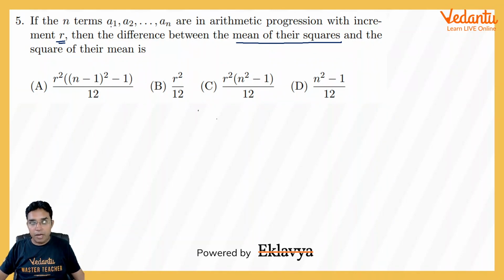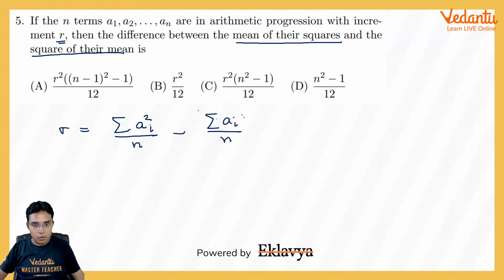Dear all, this question, if you do it by taking A1, A2, AN, it can be difficult. But let me tell you, if you understand the concept of variance, variance of some data is nothing but what they are asking here. It is the mean of the squares minus the square of the mean: sigma AI square upon n minus sigma AI upon n, whole square. This is what variance is. That's a very standard concept. It is done in 11th standard where mean and variance are taught.